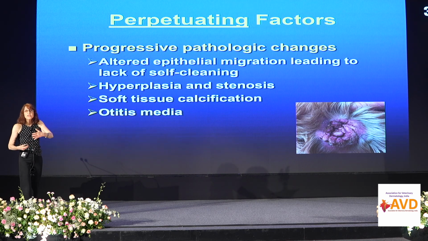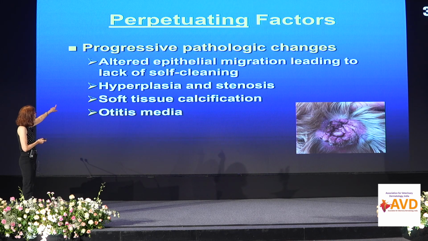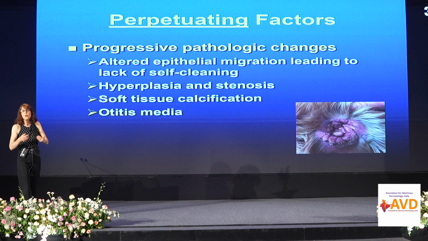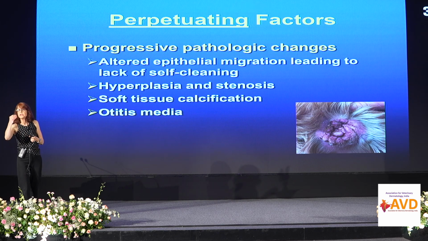So eventually you see those changes in the ear canal. Proliferation of the collagen in the dermis, epidermis, the wall of the follicles, the glands, all tissues are hyperplastic, leading to that stenosis of the canal. And again, there is also alteration of the epithelial migration, which is a normal mechanism that cleans the ear canal. So cells move in, out.